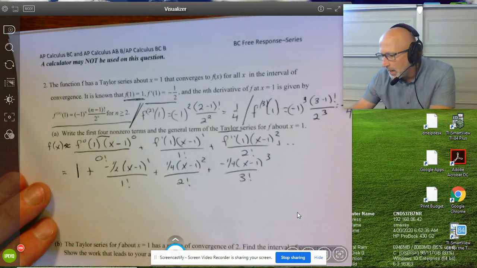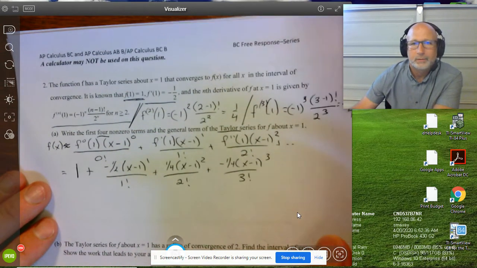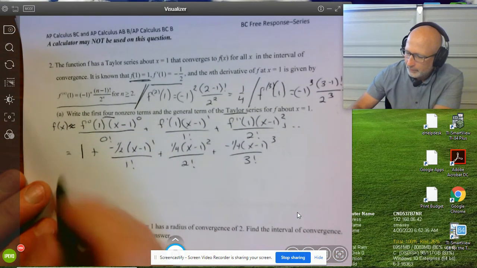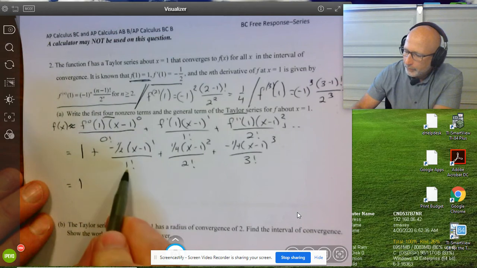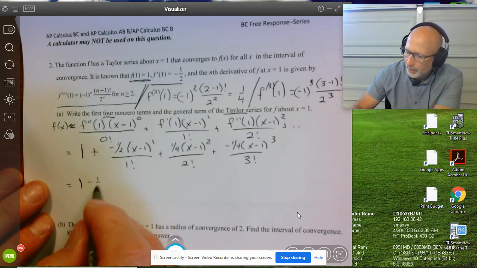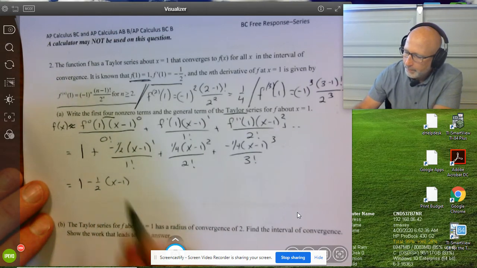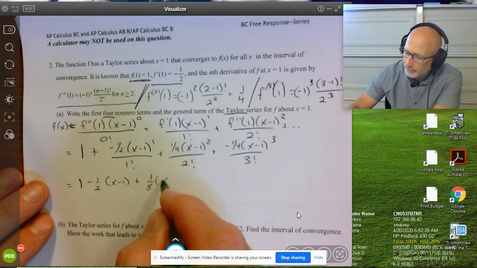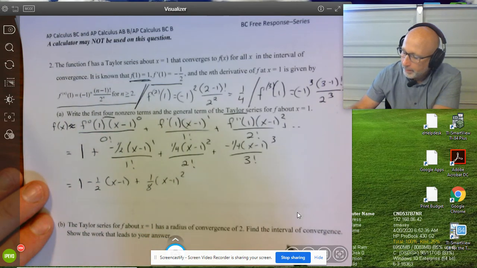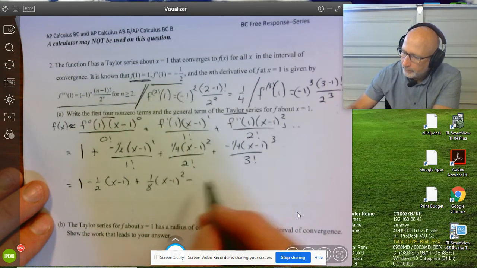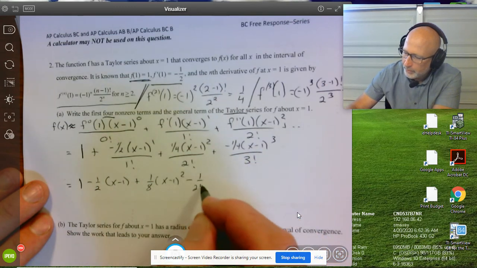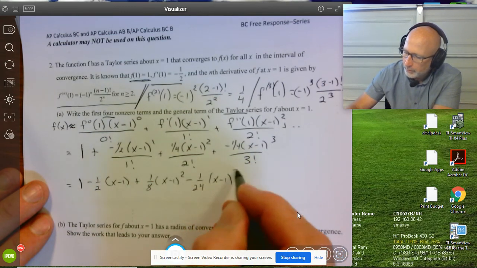Now, you're actually done. You don't need to go any further than this. Kind of. But I'm going to clean it up because it is nice to clean up a little bit. So I have 1. That's 1. So this is just minus 1/2 x minus 1. And then I have plus 1/8 times x minus 1 squared. And then I have minus, 4 times 6 is 24, so 1/24 x minus 1 cubed.